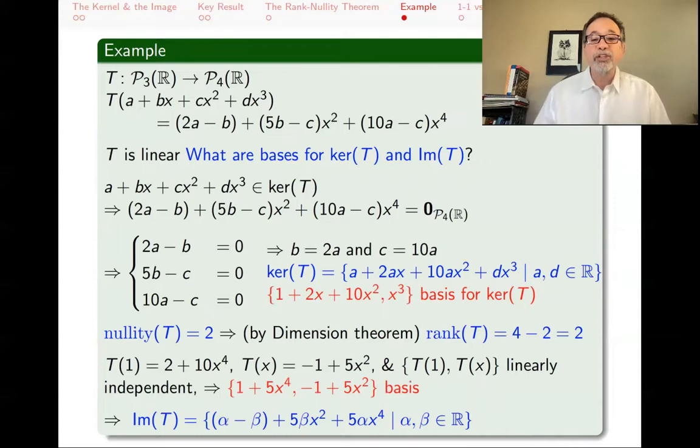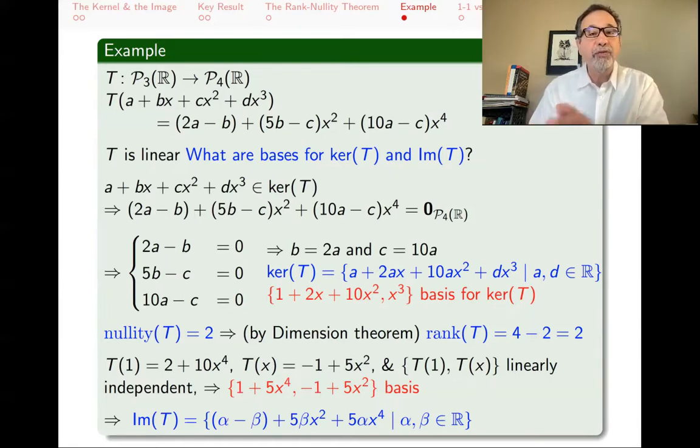In the original description of the image, you had a, b, and c. You had 3 parameters, and they were really not necessary because it was really a 2-dimensional space disguised as a 3-parameter space. And now we have written it in a much more streamlined version. It's (α - β) + 5βx² + 5αx⁴, where α and β are real numbers. Again, the point is that knowing the dimension of the kernel tells you what the dimension of the image is.